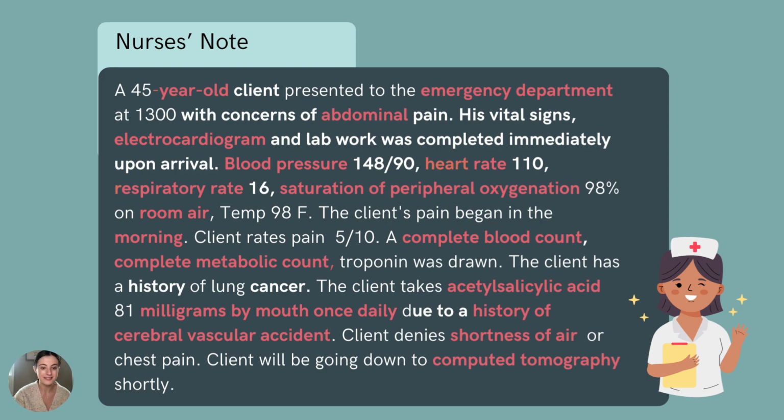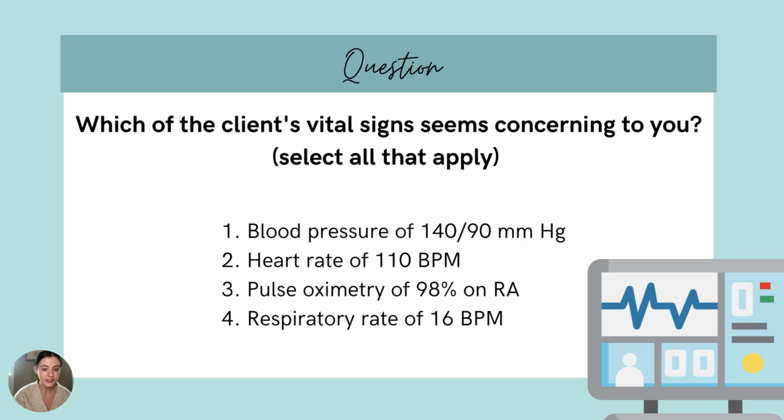Great job, friends. All right, now bonus question here for you. Which of the following vital signs of this client seems concerning to you? So which of the client's vital signs seems concerning? So is it the blood pressure of 148/90, the heart rate of 110, pulse oximetry of 98%, and we know RA stands for room air, and respiratory rate of 16.